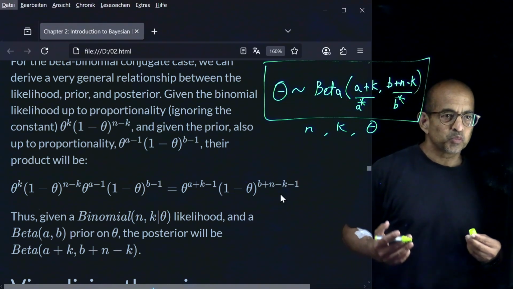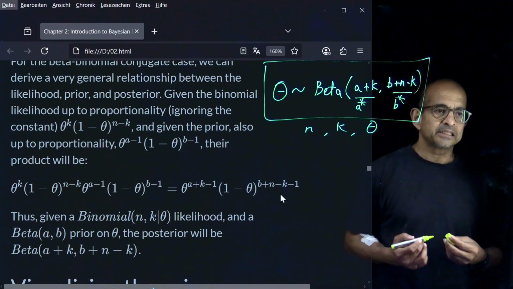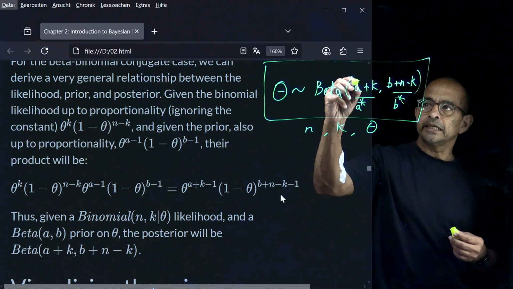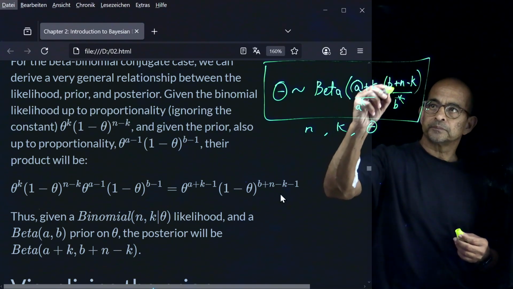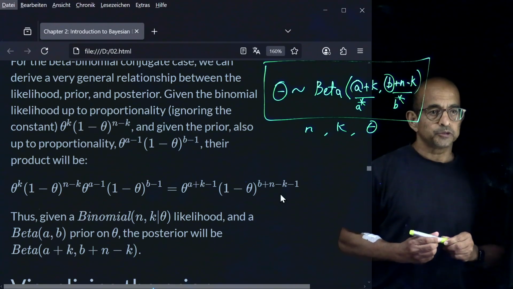It literally takes 1 second to do this computation to get the posterior of theta under different assumed A and B parameters for the prior distribution of theta.